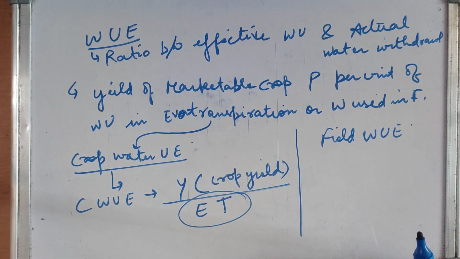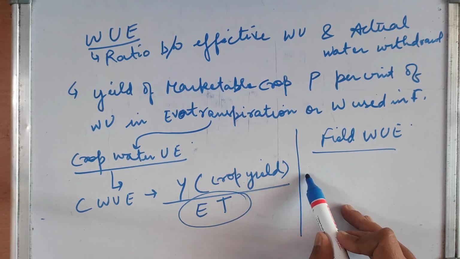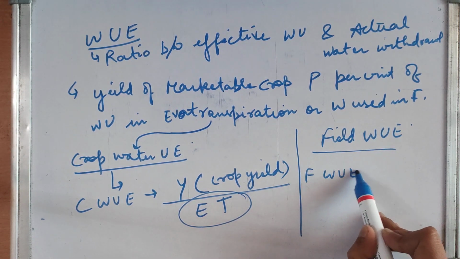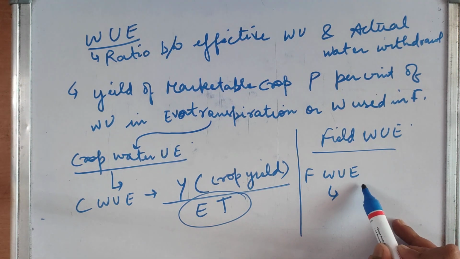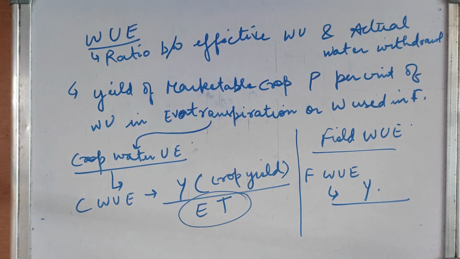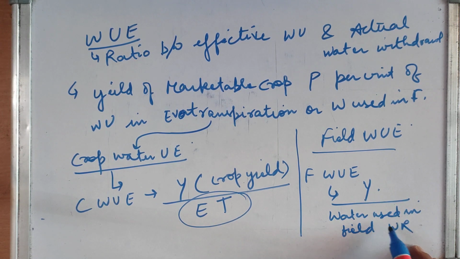Now the second is field water use efficiency. It is the ratio of crop yield, Y, to water used in field, WR. So I hope you all understand what water use efficiency is and what its types are.